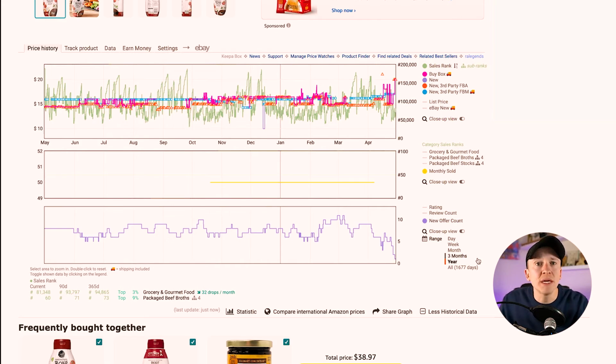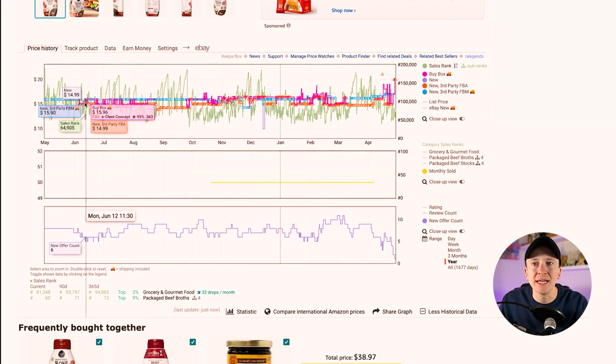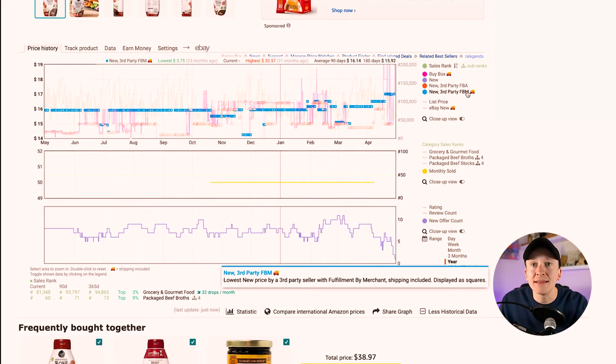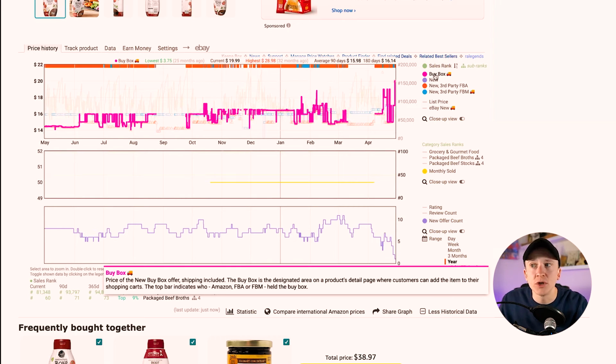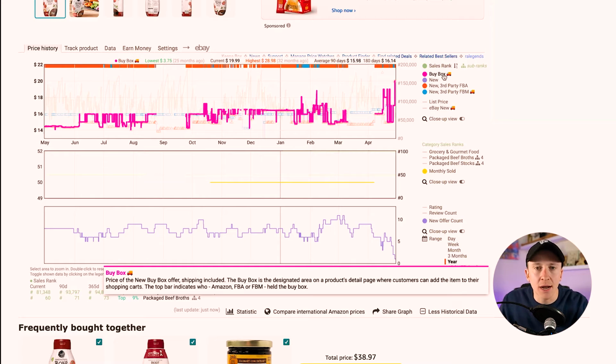All right, now the three main things you're going to be looking at are, one, the sales rank, so this green line going up and down. The second thing would be the buy box price, and if there is no buy box, then looking at the third-party FBA price. Those two things will give us some pricing indicators of whether or not this is going to sell profitably for us now and into the future.